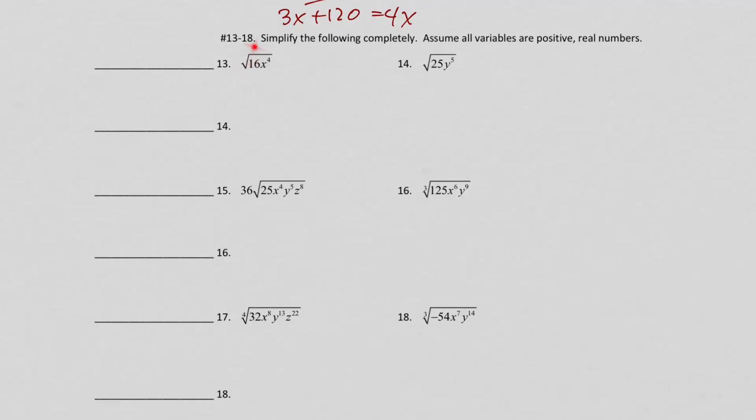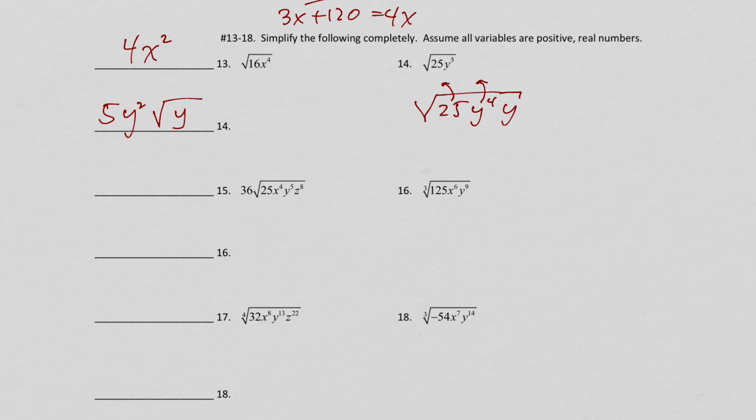If you square root 16, we get 4. And when you take this out, you divide the exponent by the index. 4 divided by 2 is 2. Now this can come out, but this can't because 5 is not divisible by 2. So I'm going to rewrite this as 25y to the 4 times y. I bring this out and I get 5. I bring this out and I get y squared. And then we're left with the square root of what couldn't come out.